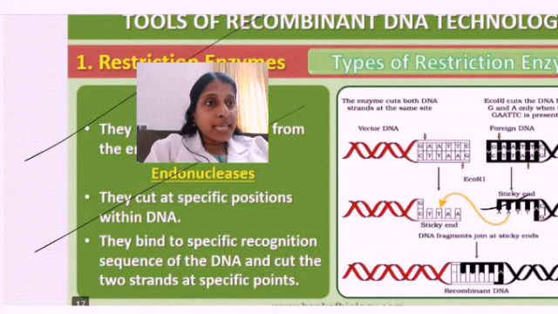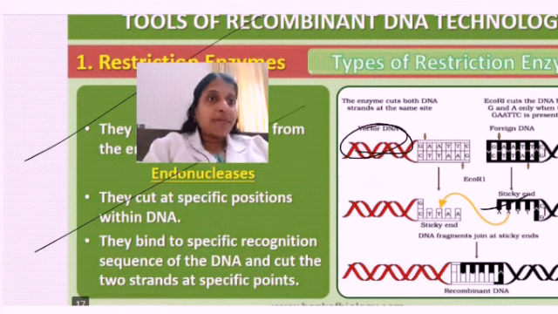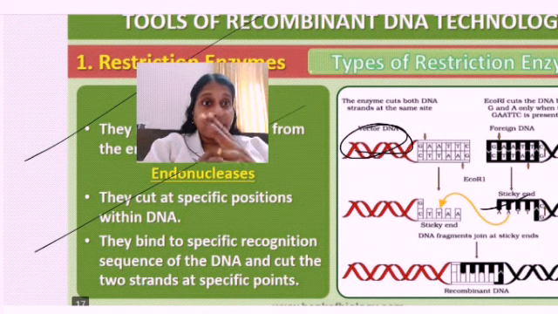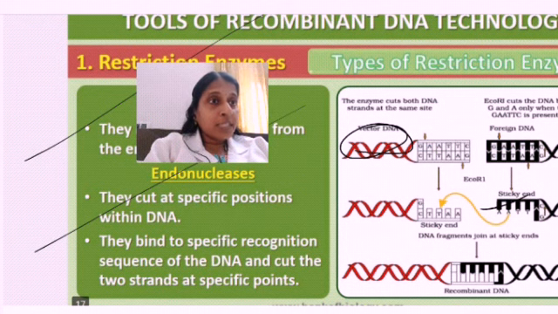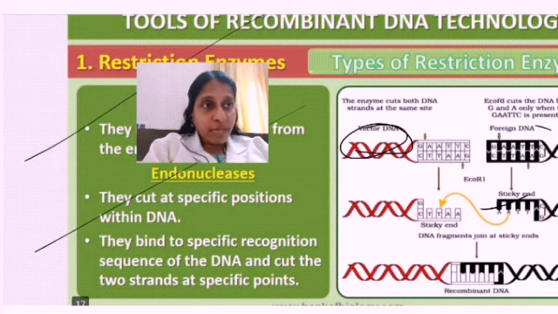This enzyme cuts both the DNA strands at the same site, like vector DNA. You know what a vector is? Vector, I told you, plasmid. Plasmid DNA is cut with the help of a restriction enzyme. The same, Escherichia coli also cuts between the base pair only when the sequence is present. So like foreign DNA, this is the foreign DNA which I am going to take.